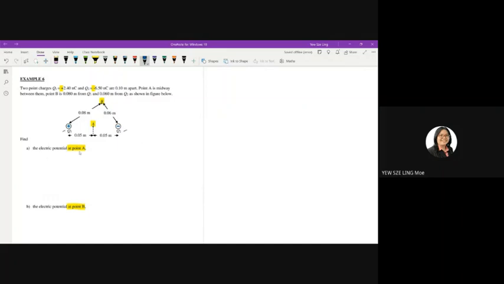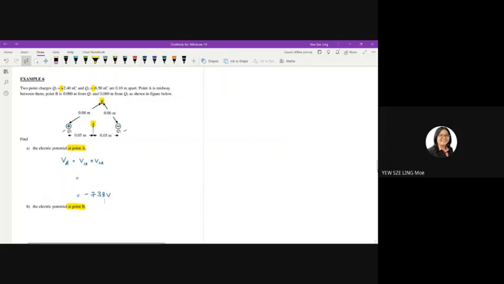Therefore, in order to calculate electric potential at point A, you need to add the potential from both of them. So VA equals V1A plus V2A. All right, so you solve it and you should obtain negative 738 volt. If you got it right, you should obtain negative 738.